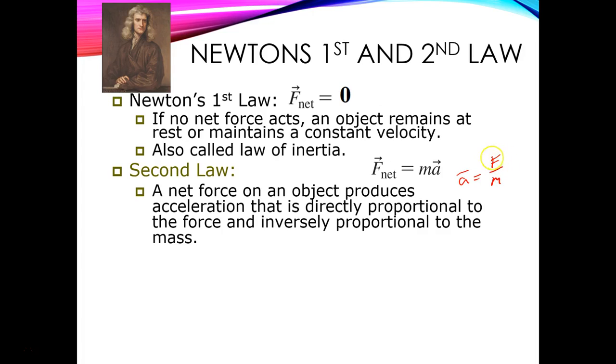If we have a really big force, we're going to have a really big acceleration. If we have a really big mass, though, we're probably going to have a smaller acceleration. So the acceleration of our object produced by a net force is directly proportional to the force. The bigger the force, the bigger the acceleration, and inversely proportional to the mass. So the bigger the mass, the smaller the acceleration.